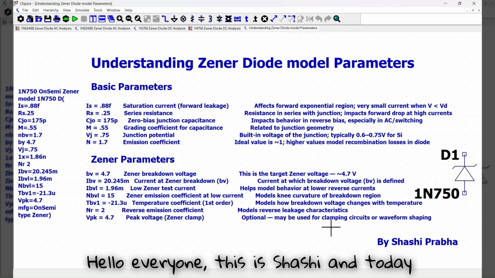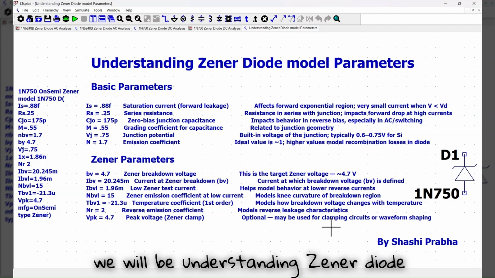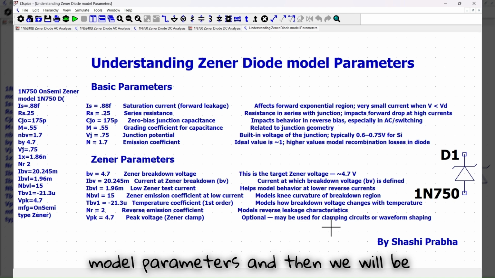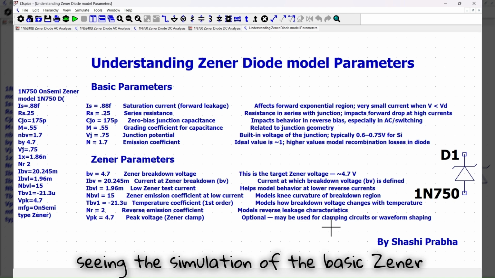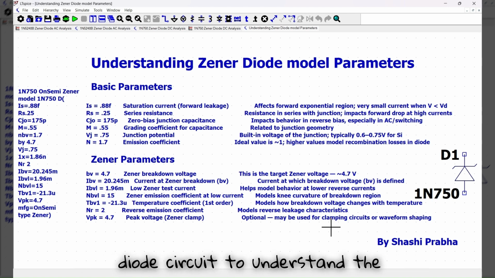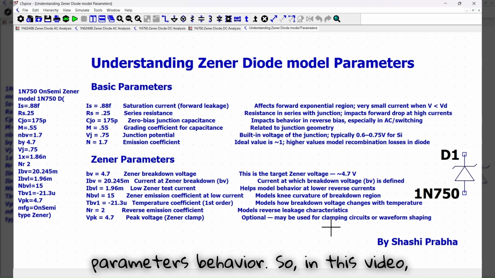Hello everyone, this is Sashi, and today we will be understanding Zener Diode model parameters, and then we will be seeing the simulation of the basic Zener Diode circuit to understand the parameters' behavior.